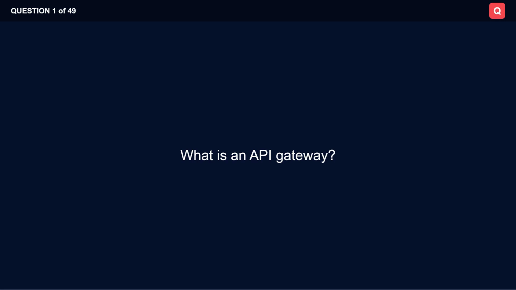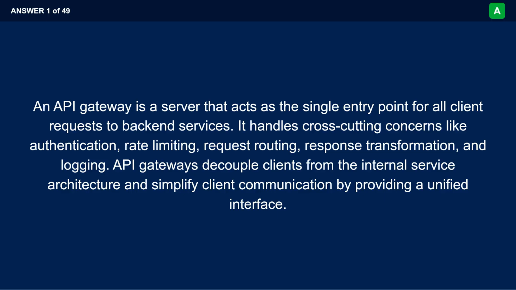What is an API gateway? An API gateway is a server that acts as the single entry point for all client requests to backend services. It handles cross-cutting concerns like authentication, rate limiting, request routing, response transformation, and logging. API gateways decouple clients from the internal service architecture and simplify client communication by providing a unified interface.